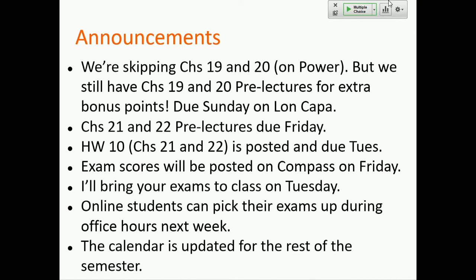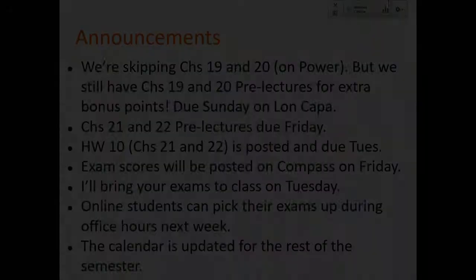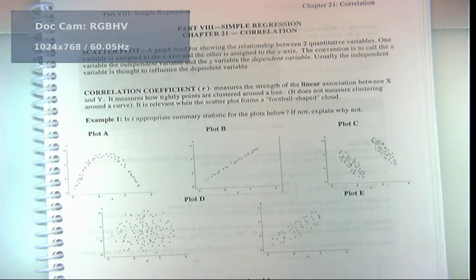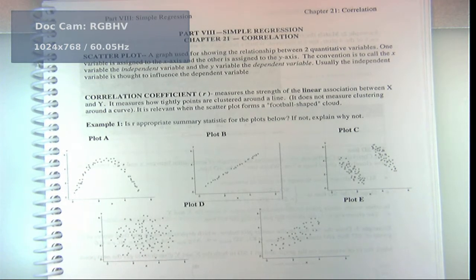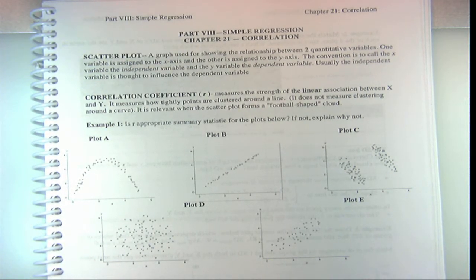So let's start our new section on correlation and regression. Let's go to the document camera now, and we're on page 102 here. That looks pretty light. Can you guys see that pretty clearly? Does that look normal to you guys? Okay, it looks okay.